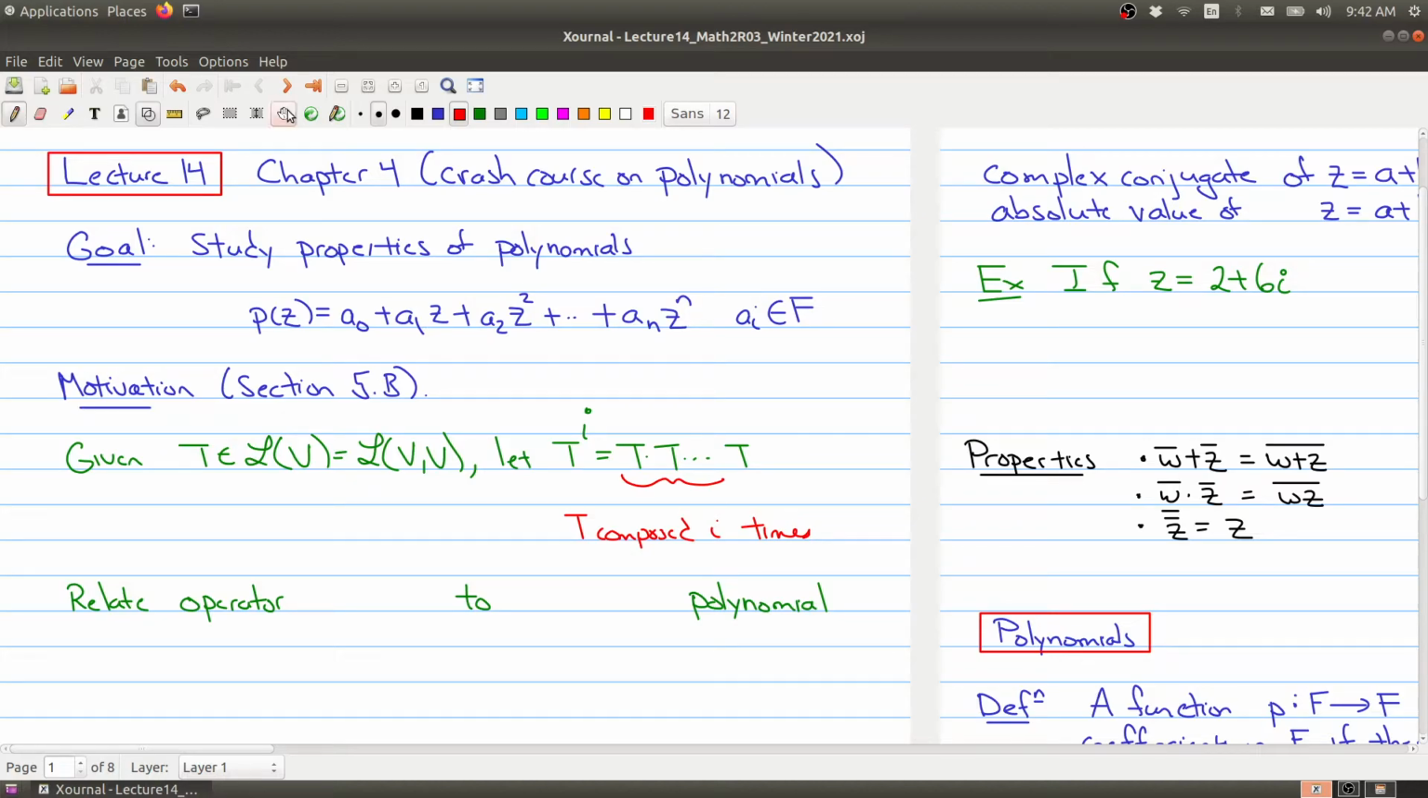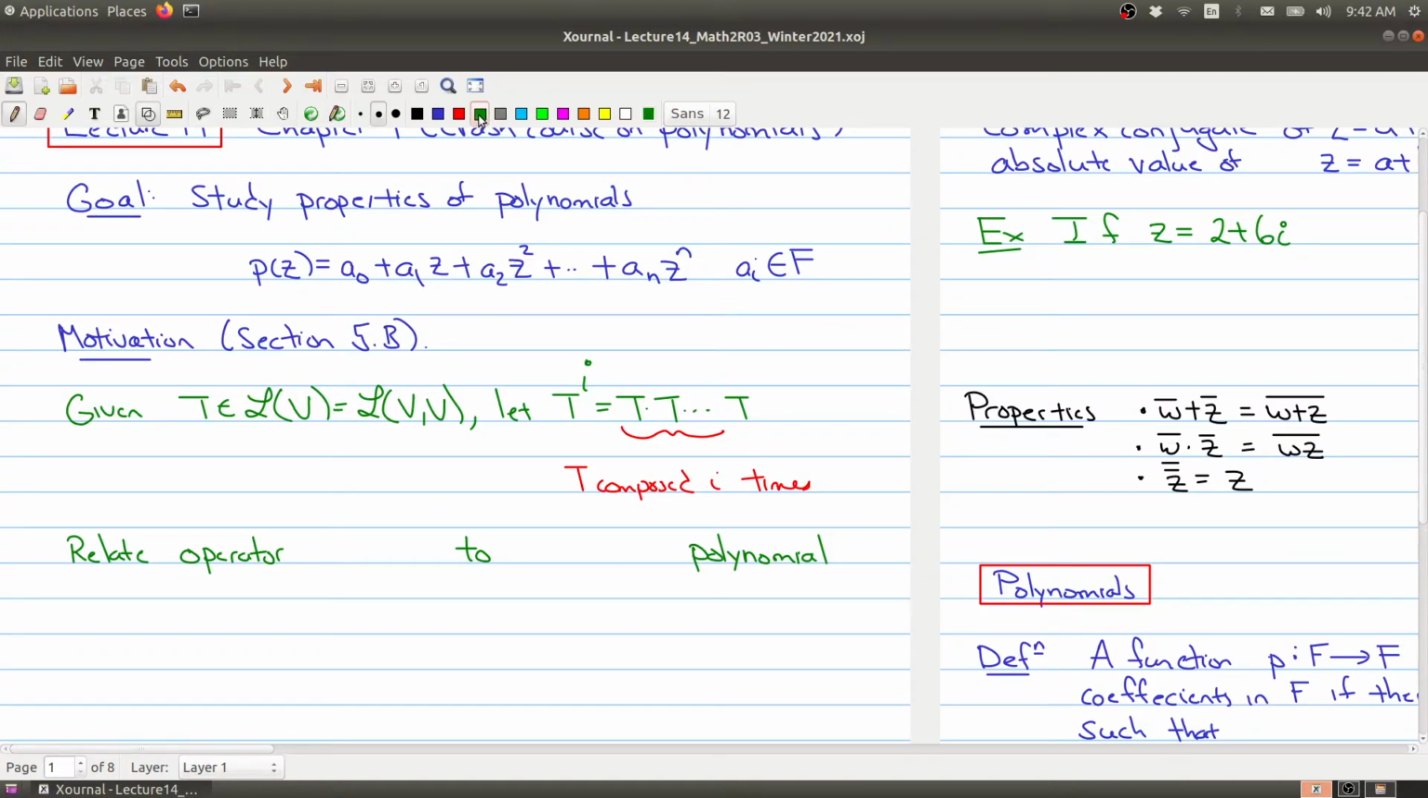And what we want to do when we get to chapter 5, specifically section 5B and beyond, is relate the operator a0 times the identity operator plus a1 times the operator T plus a2 times the operator T squared, all the way up to am times T to the power of m. We're going to relate this operator to the polynomial a0 plus a1z up to amz to the m.